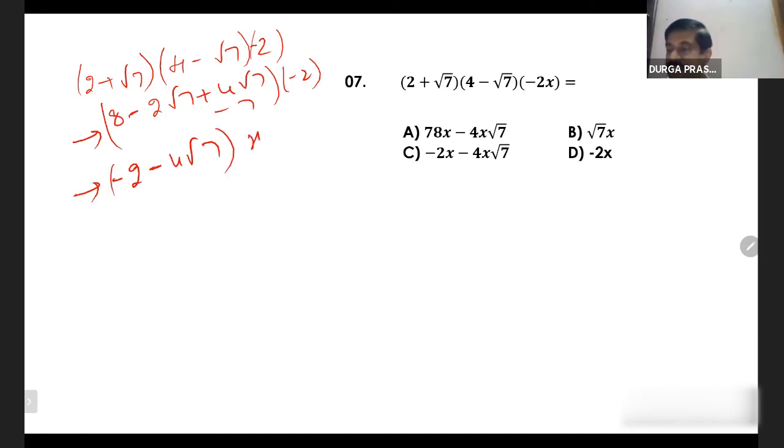So with this, into x you take. So which one do you have? Option C. Please note it fast, quick.